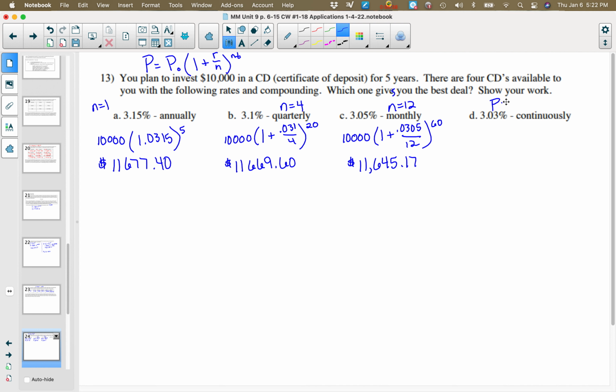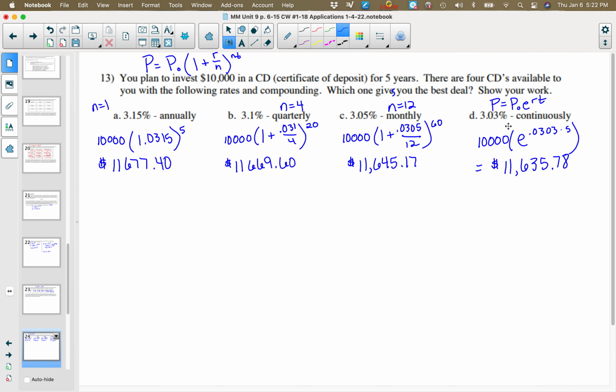And for this last one, it's the continuous formula. So now we have P equals P naught e to the rt. So we're going to get 10,000 times e to the 0.0303 times 5, because that was t. If you evaluate this, you will get approximately $11,635.78.